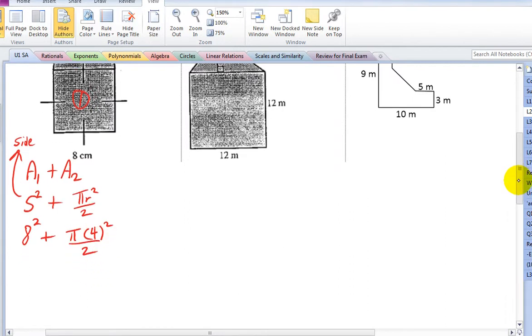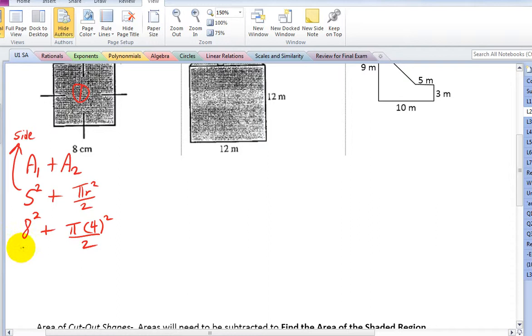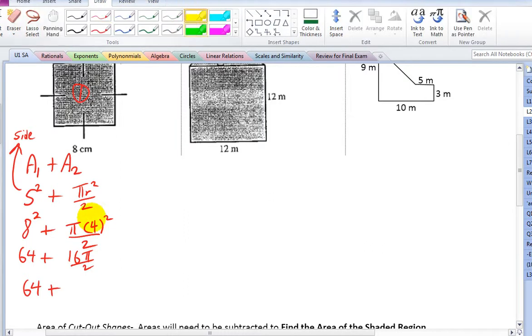So we have a little bit of math to do, order of operations. 8 squared is 64, plus 16 pi divided by 2. So it'll be 64 plus. Here I evaluated my exponent, 4 squared, and you should write the number in front, as a coefficient. That's what I did with the 16. You guys okay with that? Then I'm going to go 16 divided by 2 is 8, so I'm going to go 8 pi.